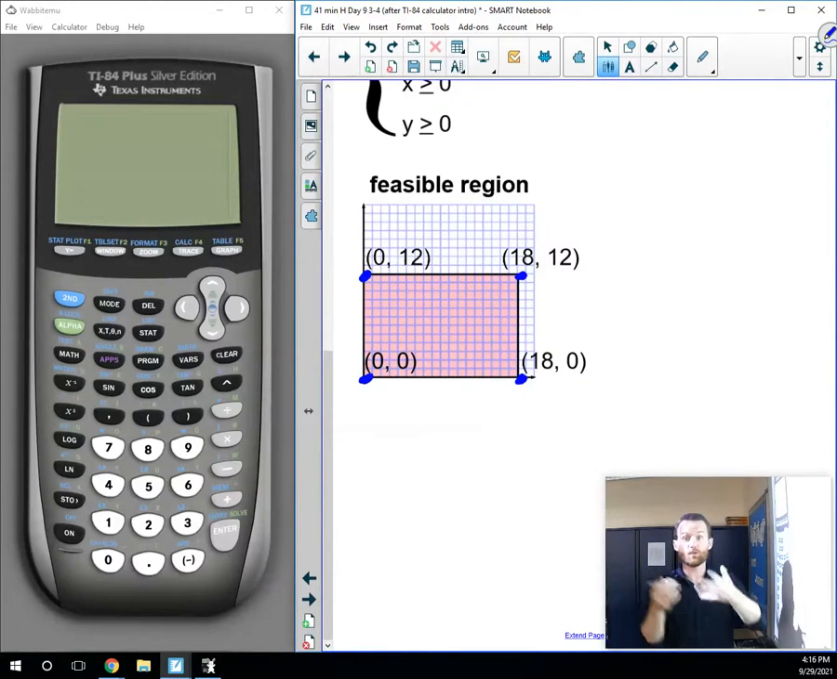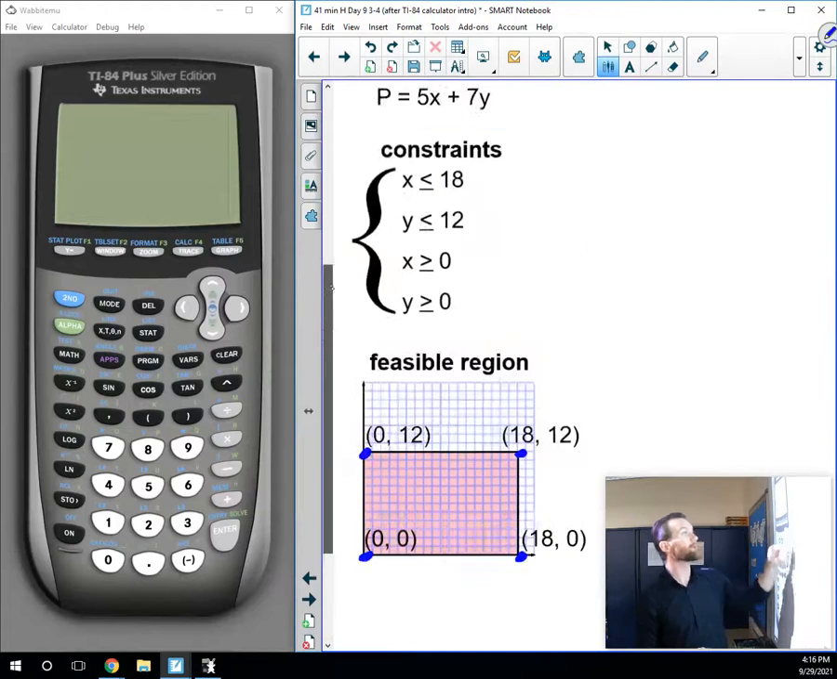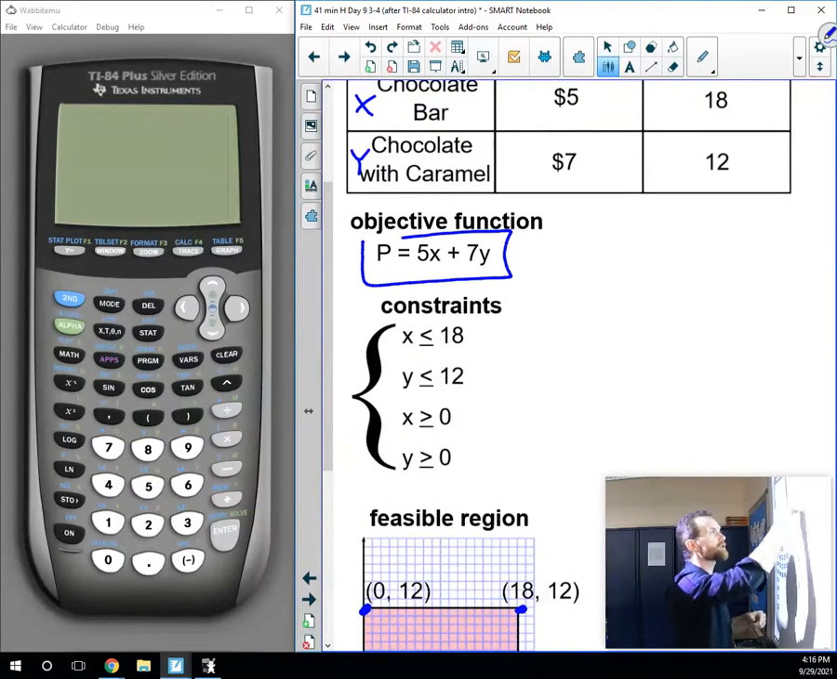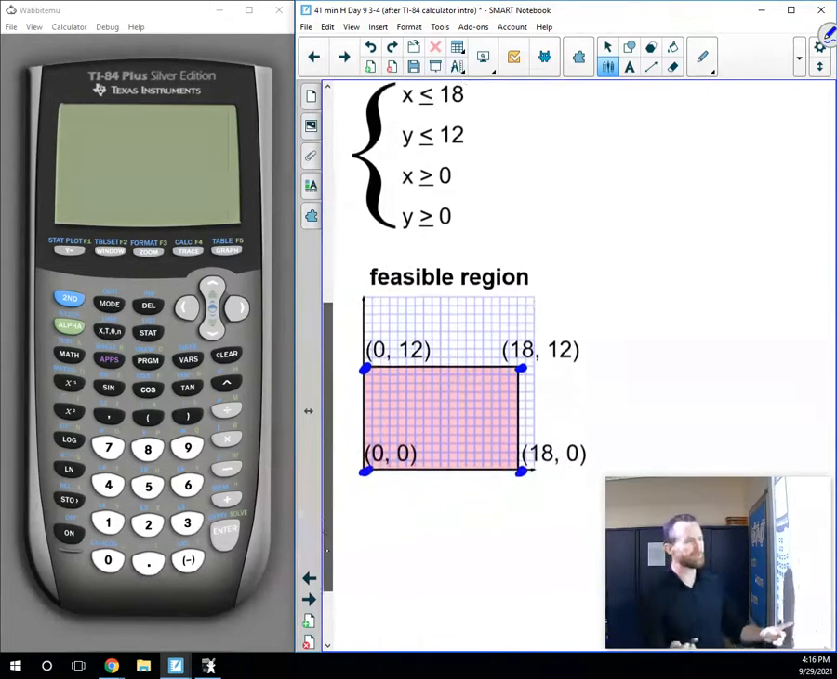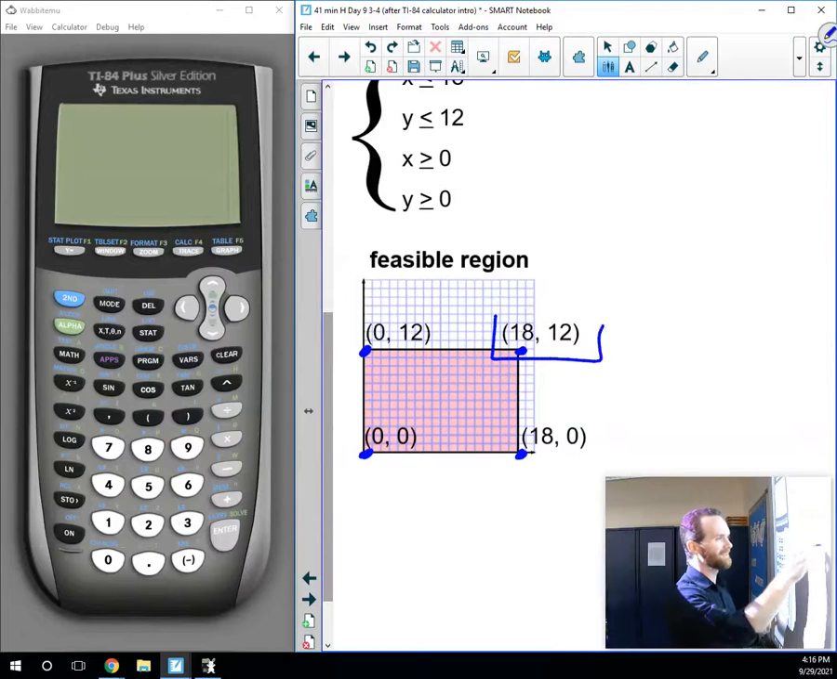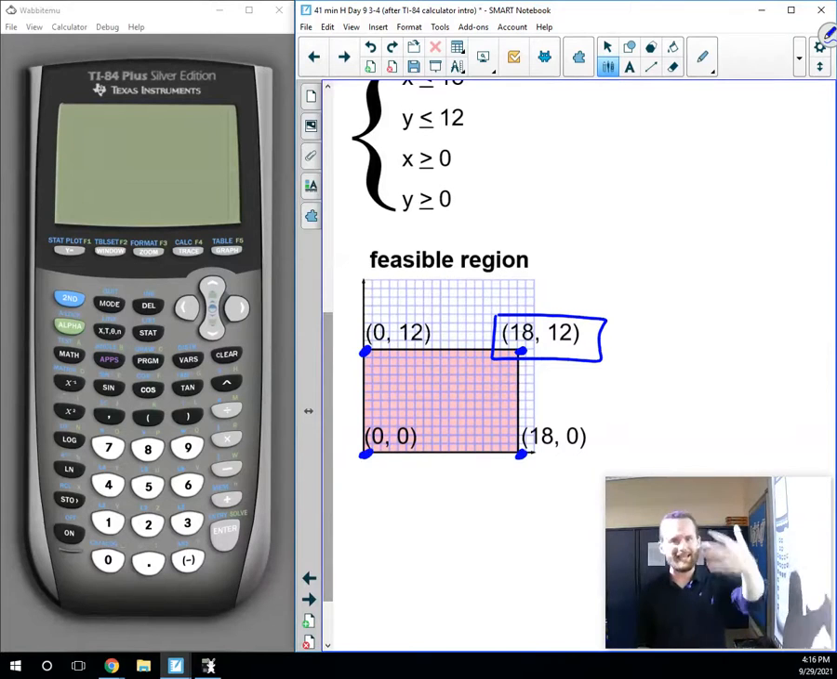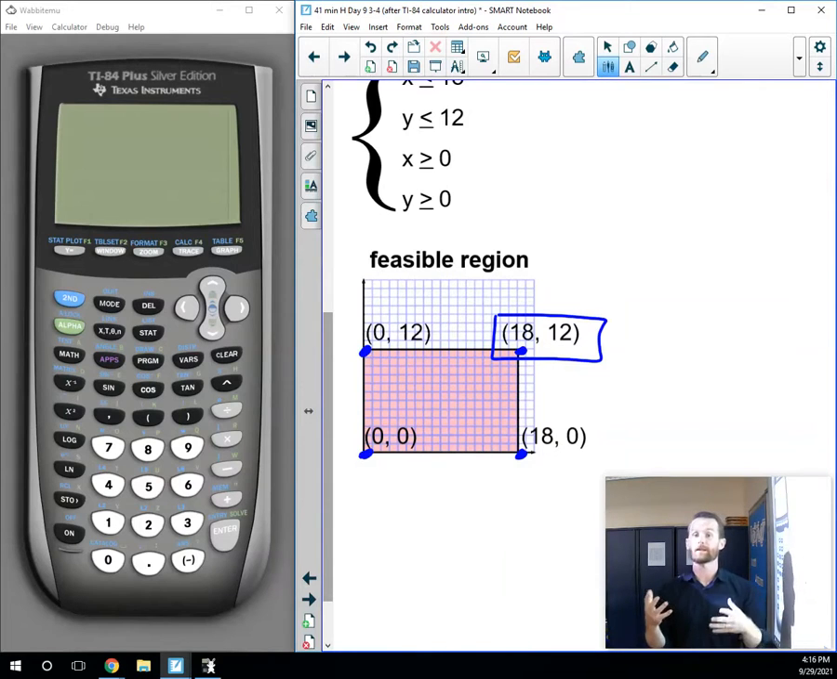So we take these corners, we take each of these situations, and we plug them back into our objective function, our equation for profit, and see which gives us the biggest profit. Now, hopefully you can automatically see, wait a minute, if we sell 18 of one and 12 of the other, if we sell everything we can, then that's going to give us the most profit. I'm not going to waste our time plugging all these numbers in. Hopefully you see that's going to give us the biggest profit, the most amount of money made.